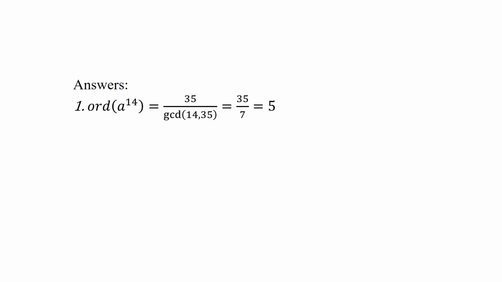First one is straightforward. You just apply the formula. Order of a was 35. It was the generator of that cyclic group of order 35, and 14 is the exponent. The GCD of 14 and 35 is 7, so the order of a to the 14th is 5. Verify it by taking a to the 14th, squared, cubed, and to the 4th. You're going to find none of those is the identity. A to the 14th to the 5th power is the identity.